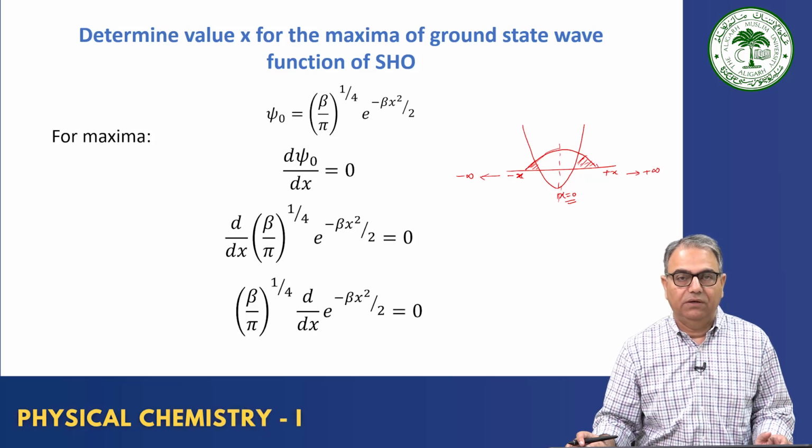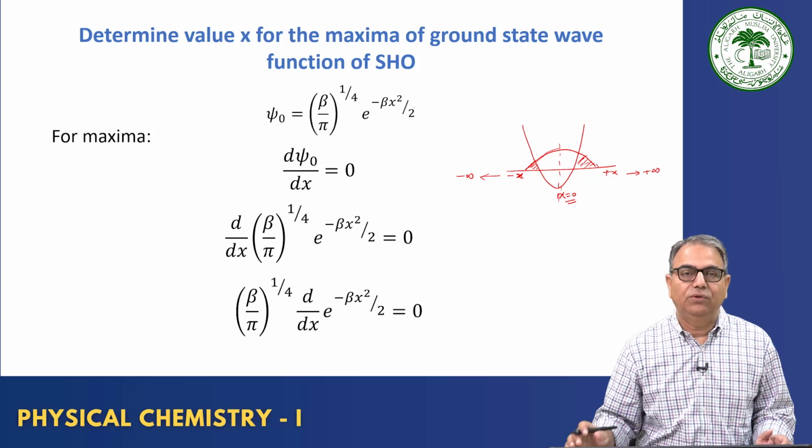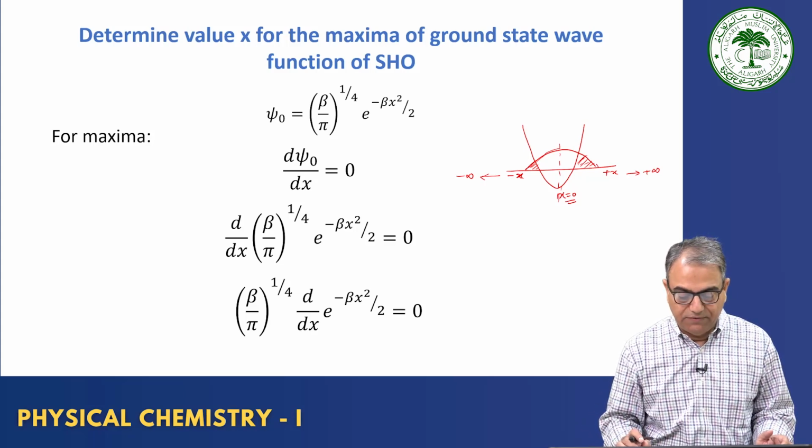You can find it out. For finding out the maxima, what do you do? You differentiate the function with respect to the variable and equate it to 0. Whatever value you get could be either maxima or minima, and then you do the double differentiation, which you are aware of.